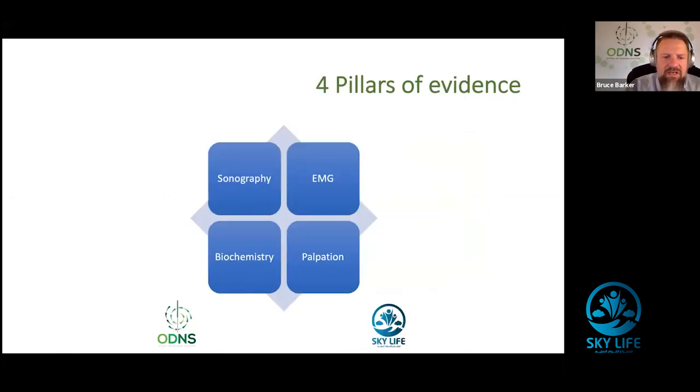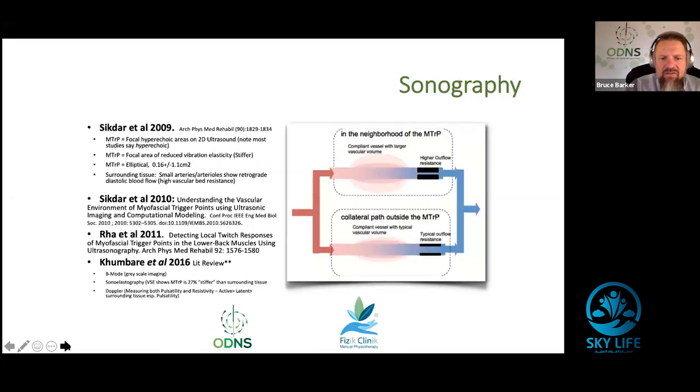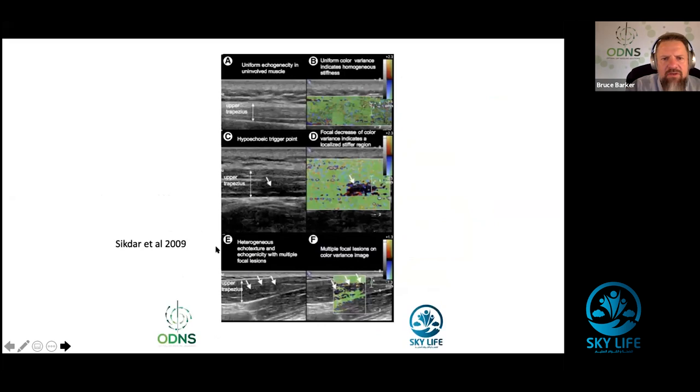That was confirmed in a second paper the next year, 2010, with the same sort of findings. And I'll show you some pictures in a moment of the colors that he showed on the ultrasound to show how those trigger points were very, very different. The literature reviews after then that you can read simply confirm the same idea. But let's look at those pictures first, shall we?